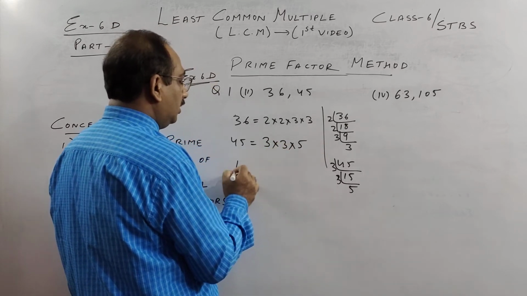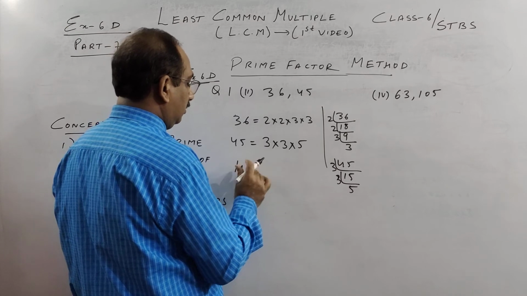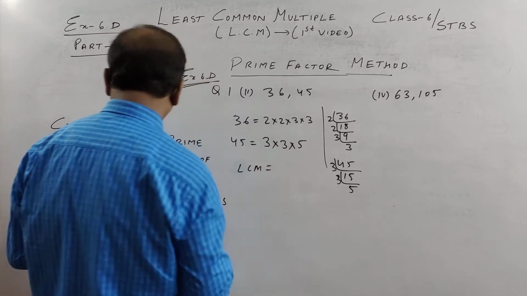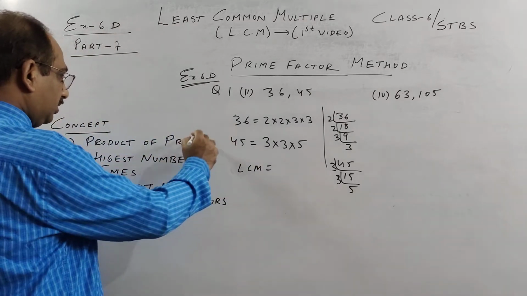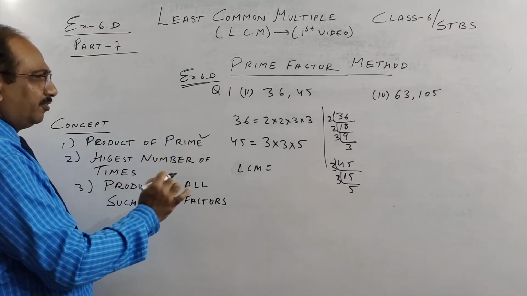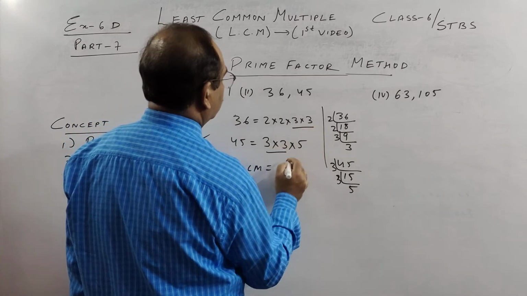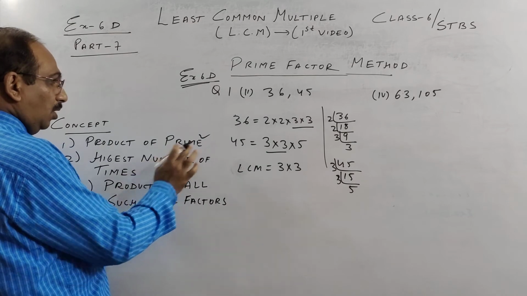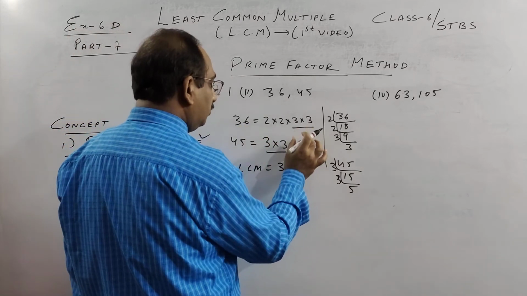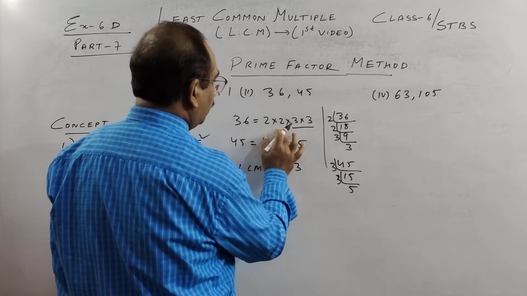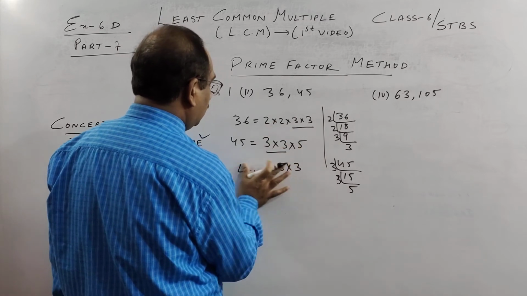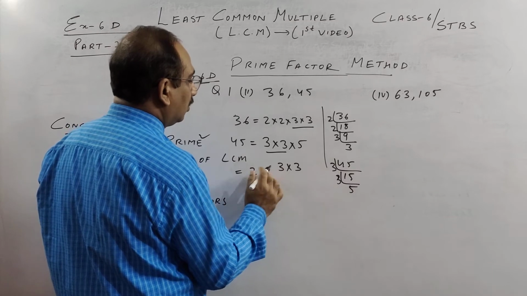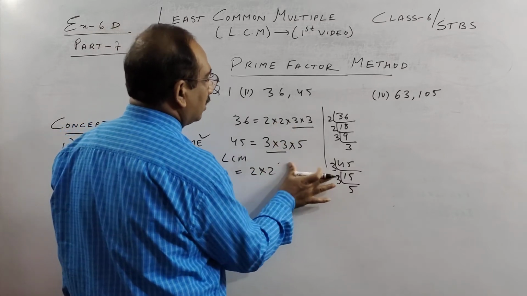Now, what is the LCM? You see, product of primes I have written, first step done. Highest number of times. So 3 comes twice. Before that I could have written over here, 2 comes twice. So every place you have to see, children.